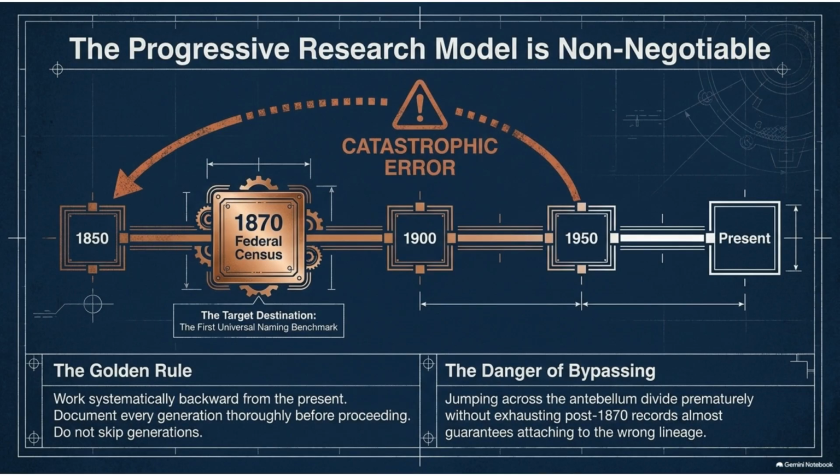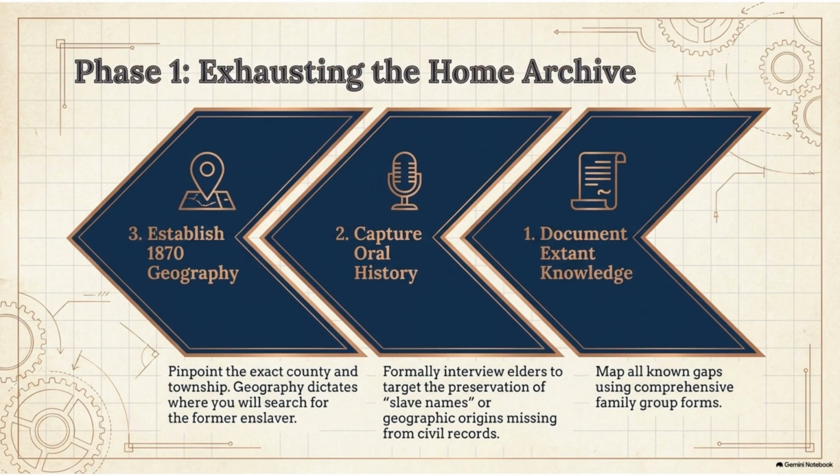The progressive research model is essential. Always work systematically backward from the present, documenting each generation thoroughly. Bypassing generations before reaching the 1870 census can lead to catastrophic errors in your family history. Phase 1 focuses on exhausting the home archive. This involves documenting all extant knowledge, capturing oral histories from elders, and establishing the precise geography of your ancestors in 1870 to guide future searches.